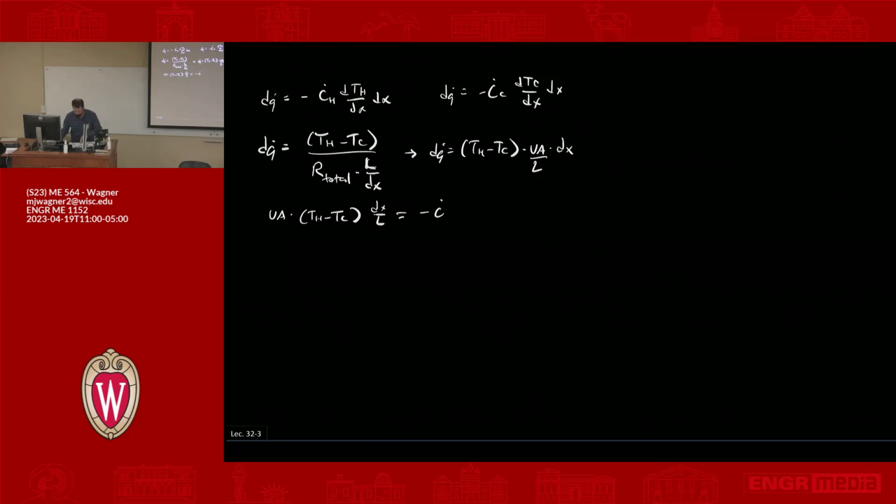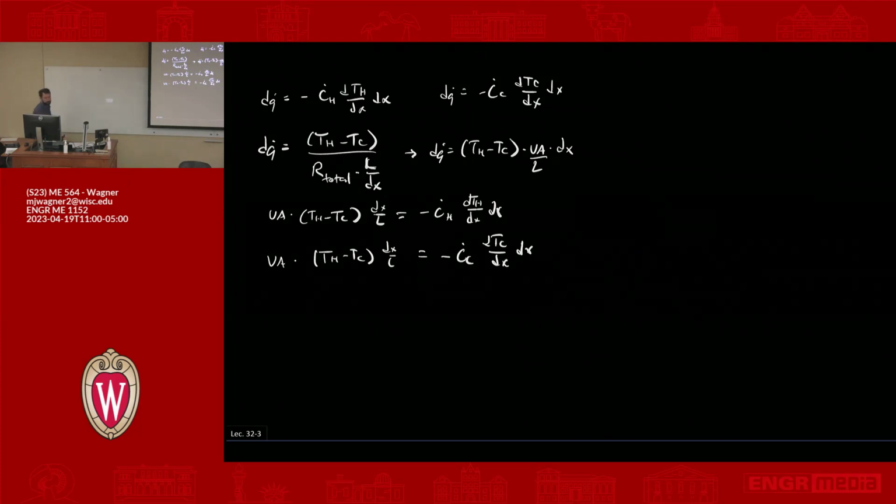Let's take the hot one first, so C dot H times dTH dx dx. Do the same thing for the cold. I'll just write that out. So we have UA times TH minus TC dx over L equals minus C dot C dTC dx dx.